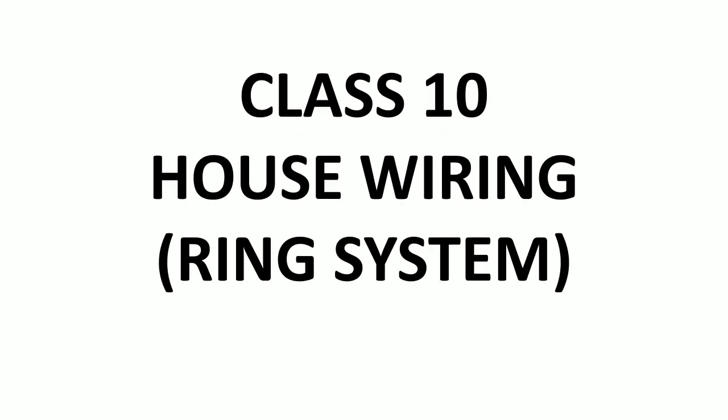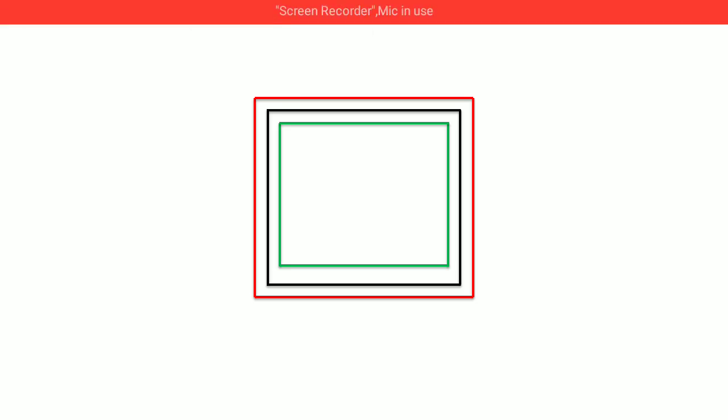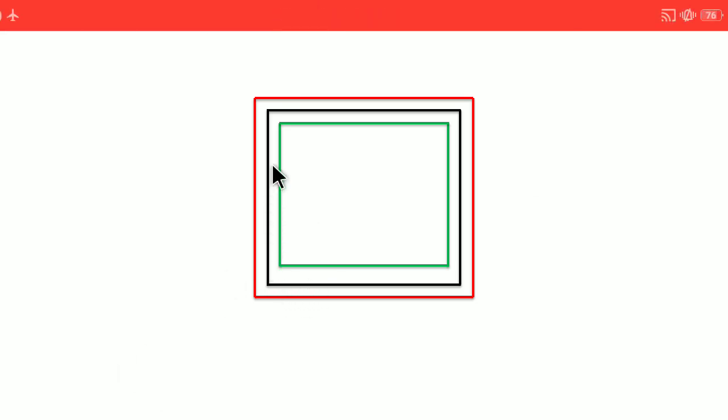Hello class 10. Today we are going to learn about house wiring, that is the ring system. So in a ring system, in a particular room of a house, a ring kind of structure is formed. This we can understand as the four walls of the room. The wire is connected this way.